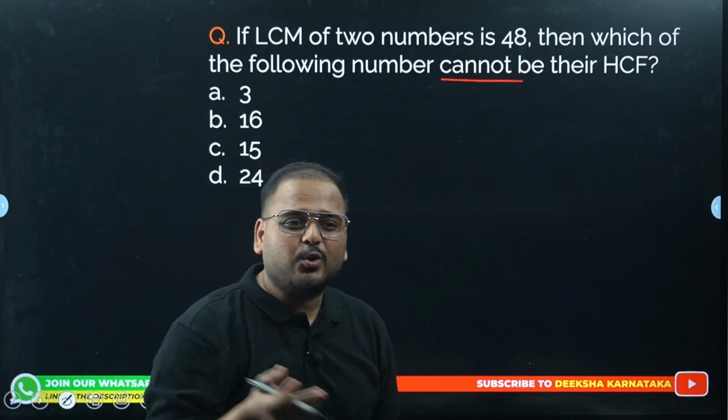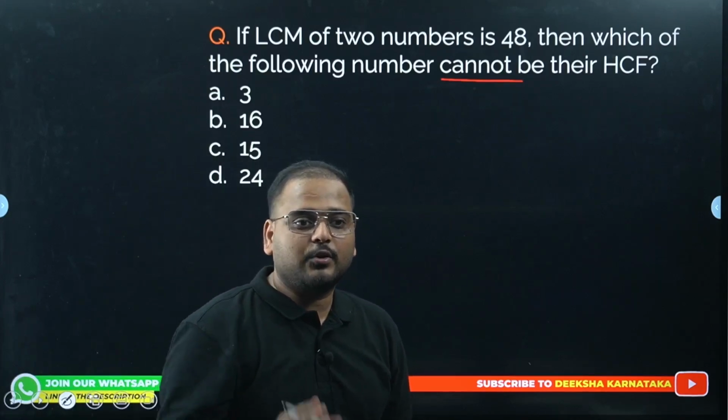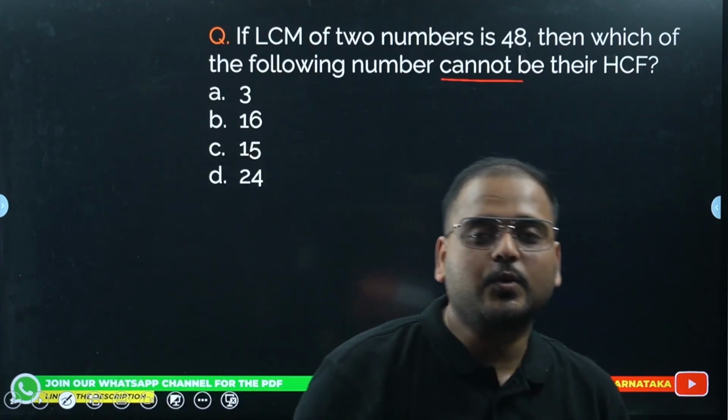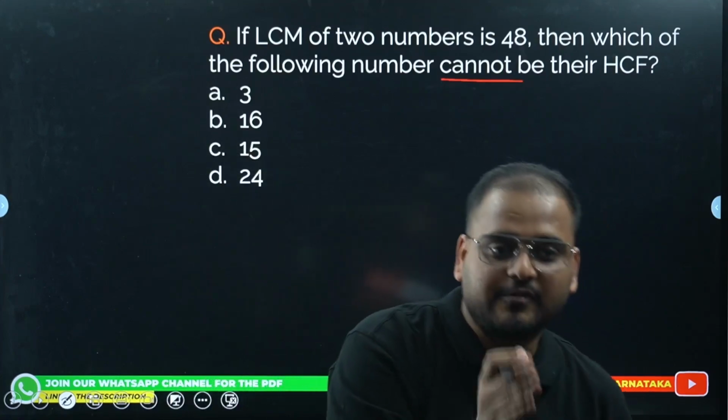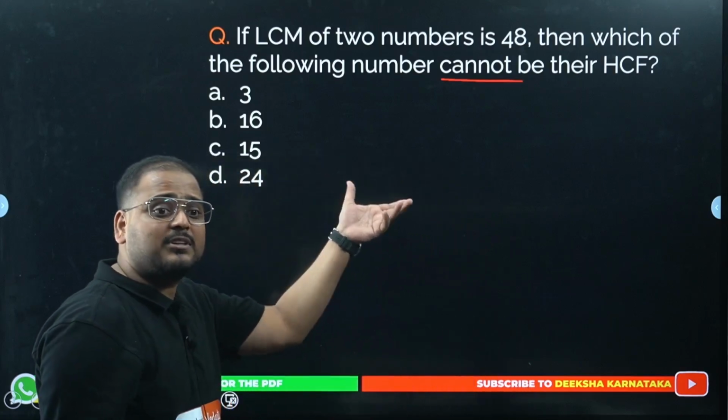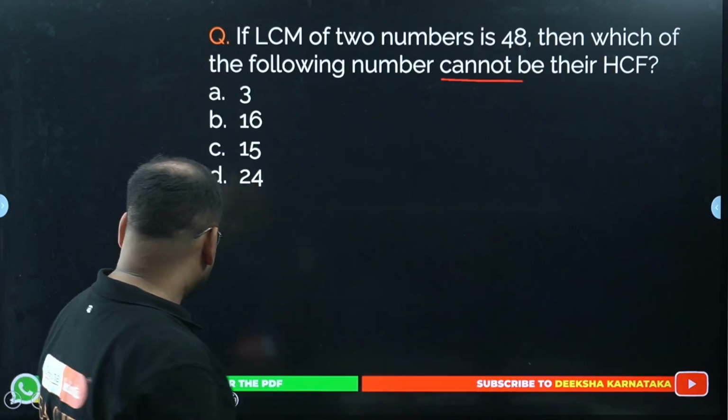Now you will say, sir, we don't know the numbers. How will you find the HCF? We know the formula: A into B equals HCF of A and B into LCM of A and B. But here the numbers A and B are not given. How will we find it? Let's see.